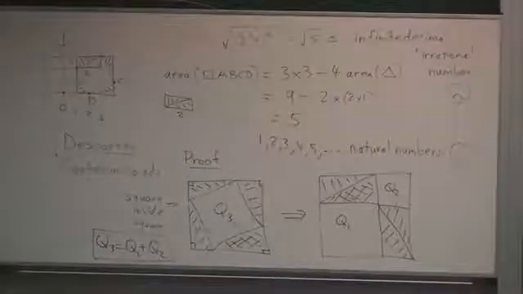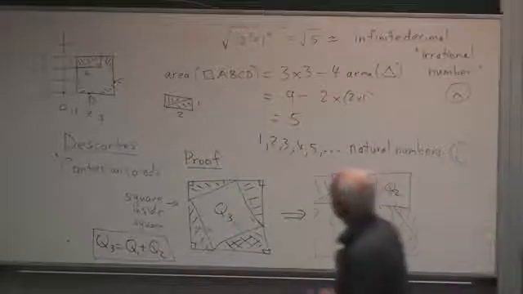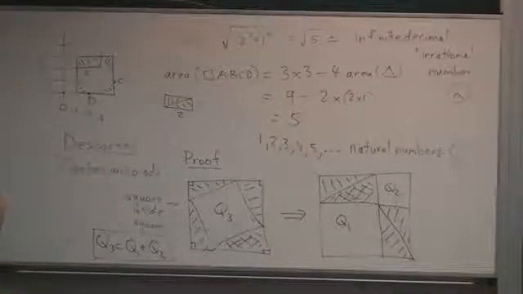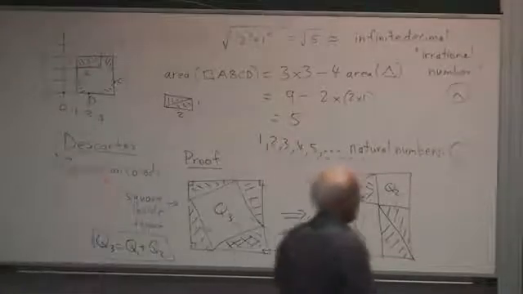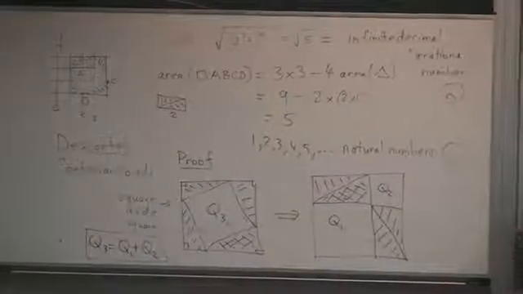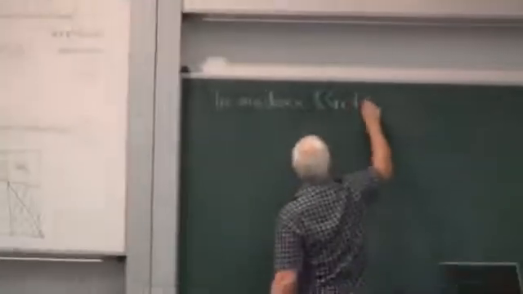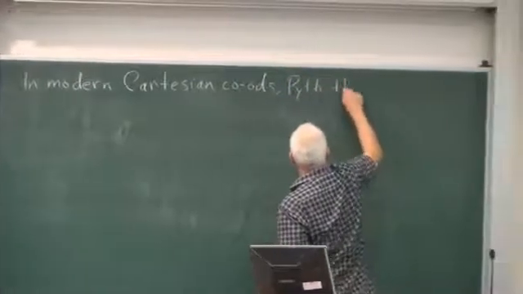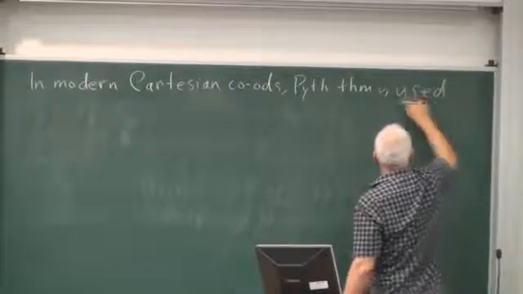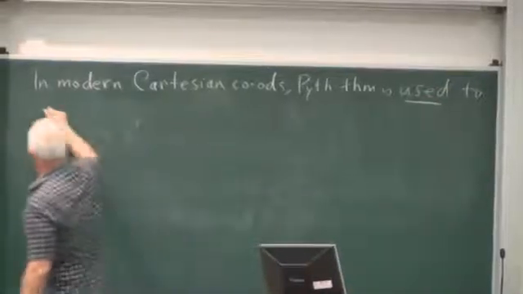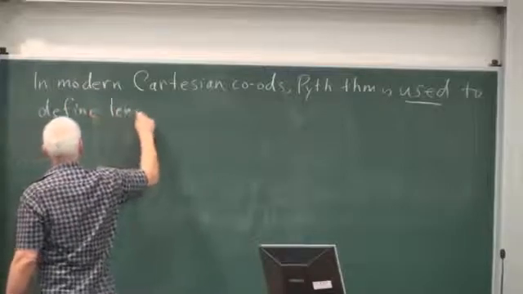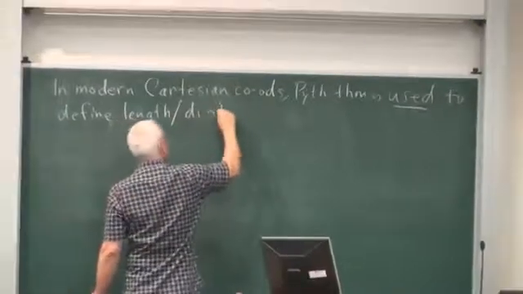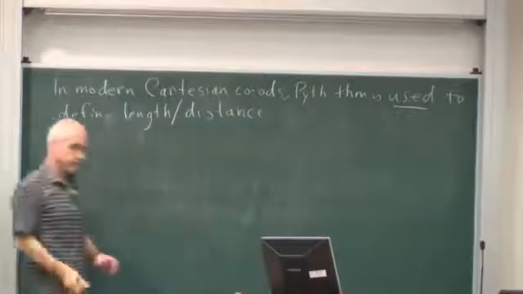Okay, so one of the reasons why Pythagoras' theorem is so important is because of this formula here that we now use to define the length in Cartesian coordinates. So in modern Cartesian coordinates, Pythagoras' theorem is used to define length. Or distance, same thing. And how does that go?